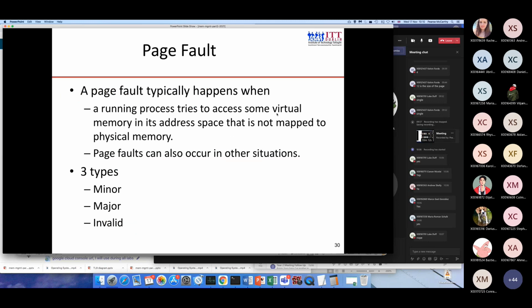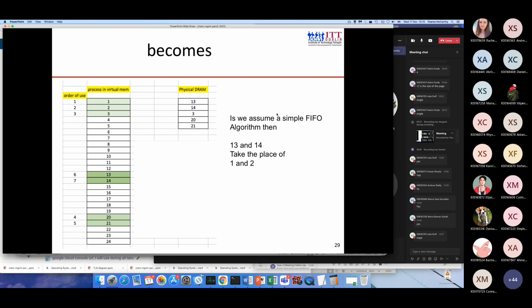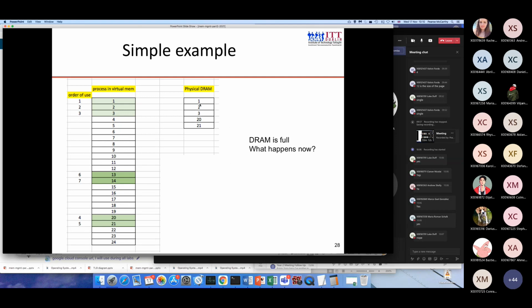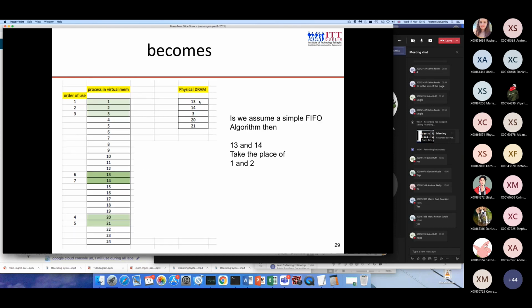So a page fault. What's a page fault? It typically happens when a running process tries to access some virtual memory in its address space that is not mapped into physical memory. Well, we have just seen that. We saw 20 try to allocate, page 30, try to address page 13. Page 13 wasn't in because it was full up. So a page fault is issued. Remember, we said that's an interrupt. The MMU interrupts the process and says, here, I need you to get rid of something out of DRAM so I can bring in page 13. And lo and behold, in comes 13 and 14, and we move on.